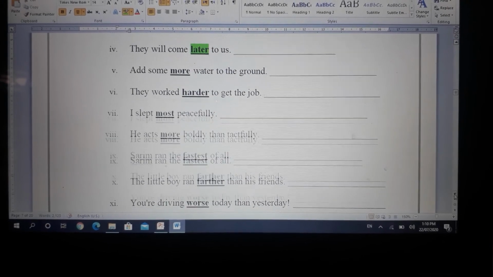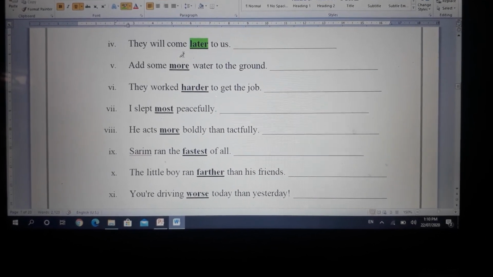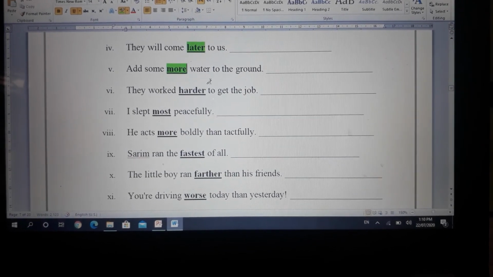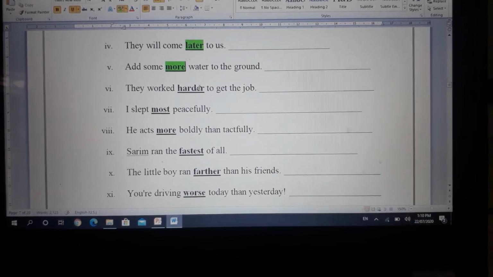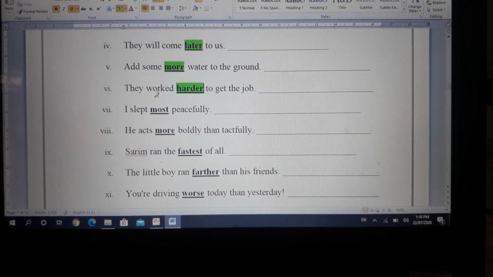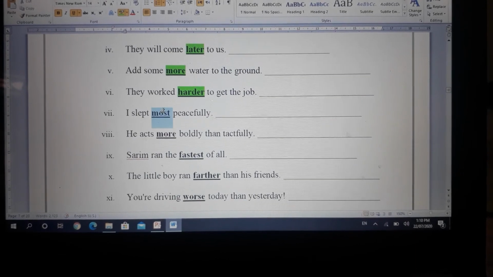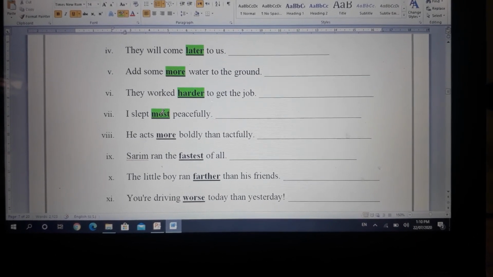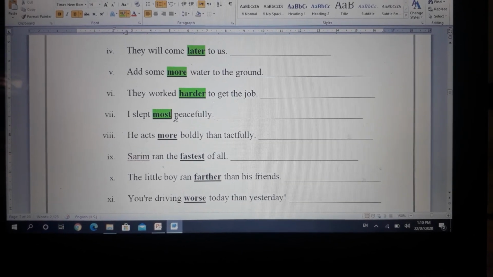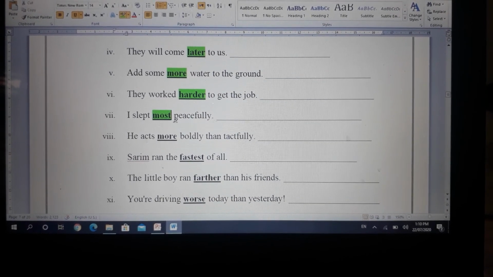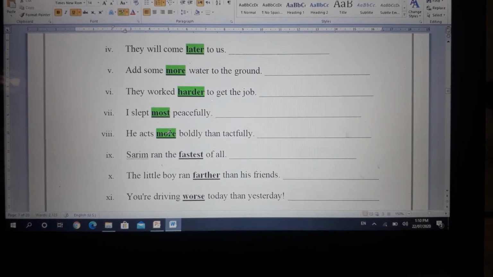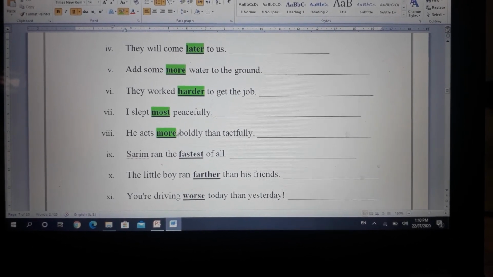Then is number 5. Add some more water to the ground. They worked harder. Harder. Okay. I slept most peacefully. Peacefully, more peacefully, and most peacefully. Okay. He acts more boldly than tactfully.